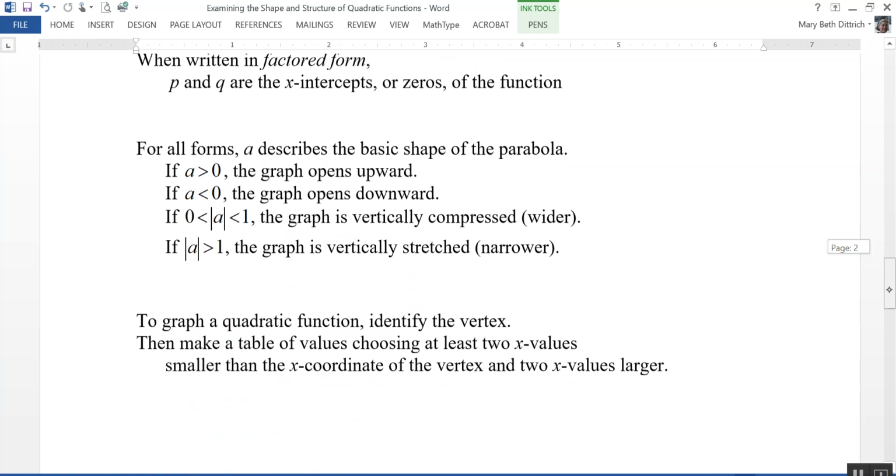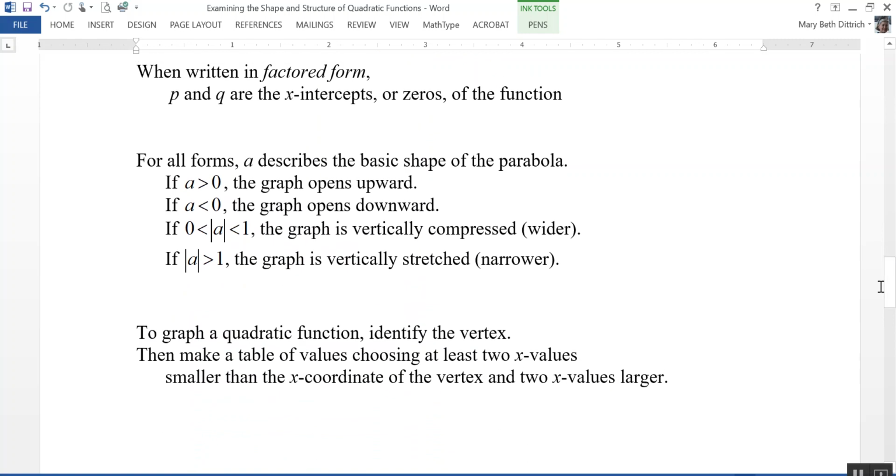For all forms of a quadratic function, a describes the basic shape of the parabola. If a is greater than 0, then the graph opens upward. If a is less than 0, the graph opens downward. If the absolute value of a is between 0 and 1, in other words, if a is a fraction between 0 and 1, then the graph is vertically compressed, it's wider. If the absolute value of a is greater than 1, so it could be 2 or -2 or 3 or -3, then the graph is vertically stretched, it's narrower.